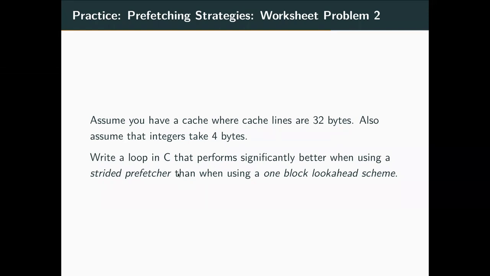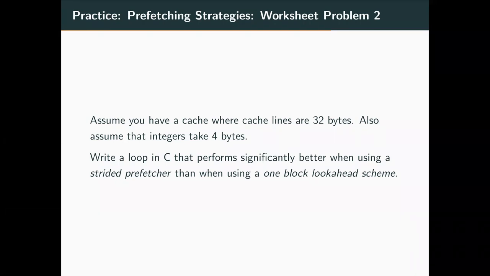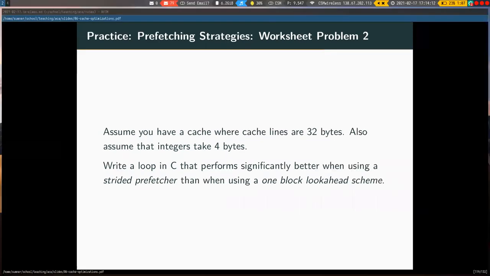Okay. So write a loop in C that's going to perform significantly better if we have a strided prefetcher than when using a one block look ahead scheme. Any questions on this before I give you a couple minutes to do this? Everyone remember what the strided prefetcher versus the one block look ahead one is? I'll pull it up while you guys get started.